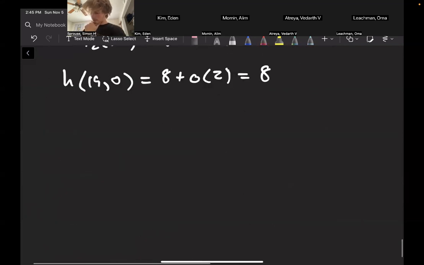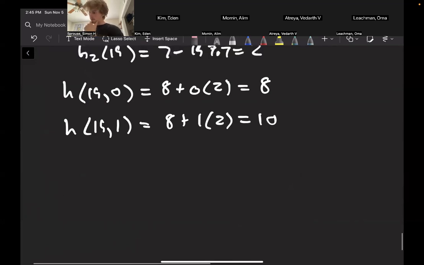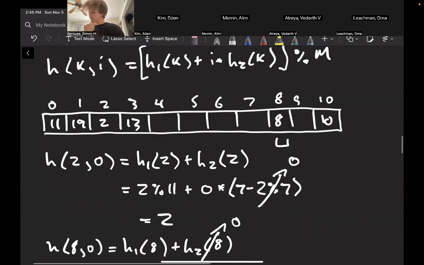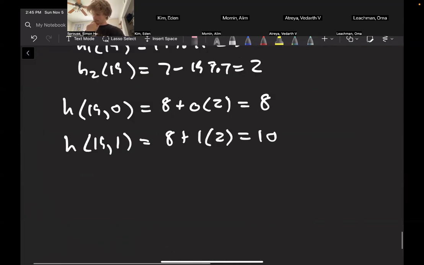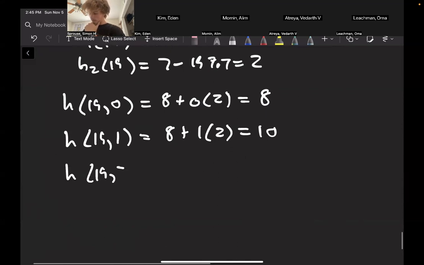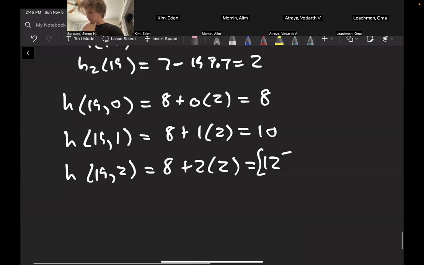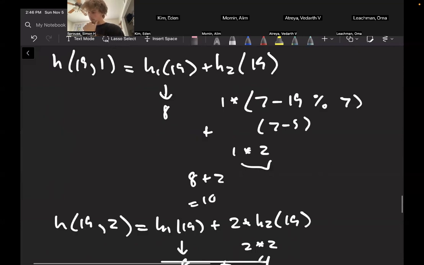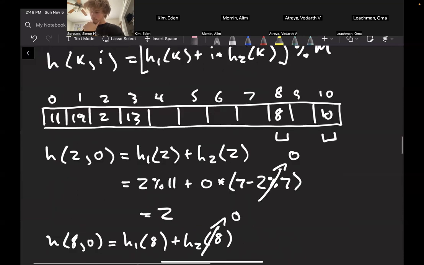And now we're going to search at 19,1. And so that's going to be this. So we're going to look at index 10. And at index 10, something is there, and it's not 19, so we have to keep searching. And let's see, so h of 19,2 is going to give us 8 plus this. But remember, we wrapped it in the modulo just in case we have to wrap around. So now let's search at index 1, and then we found it. Okay.